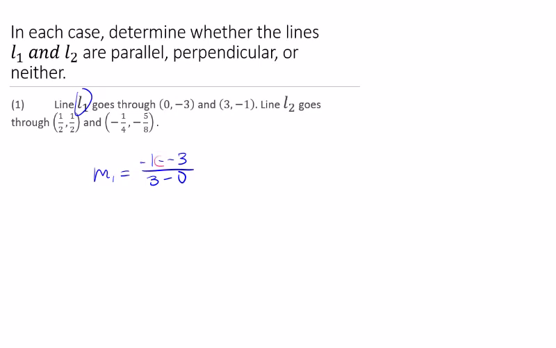All right, so once again we have a negative negative. -1 plus 3 is 2. 3 minus 0 is 3. All right, so that's our M1.